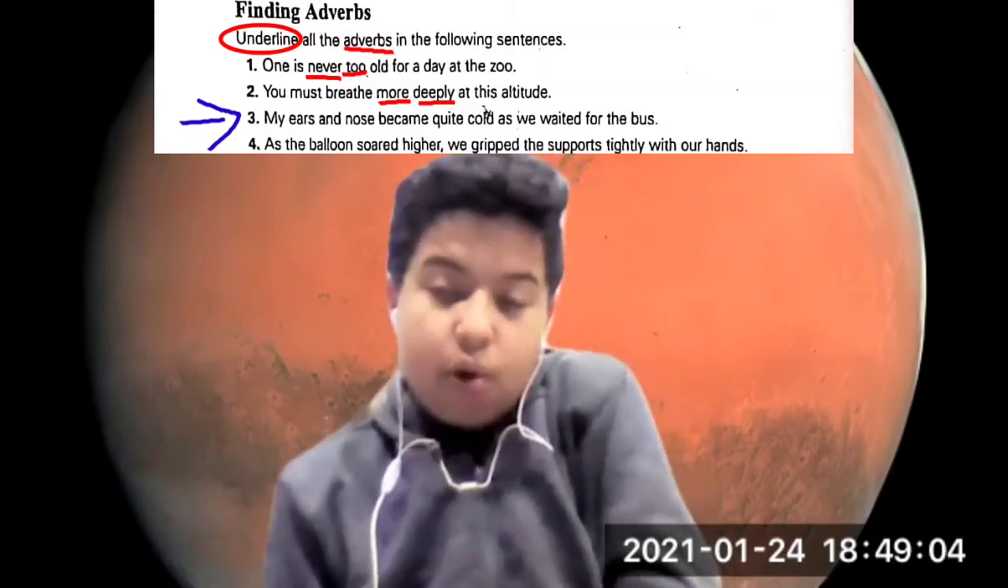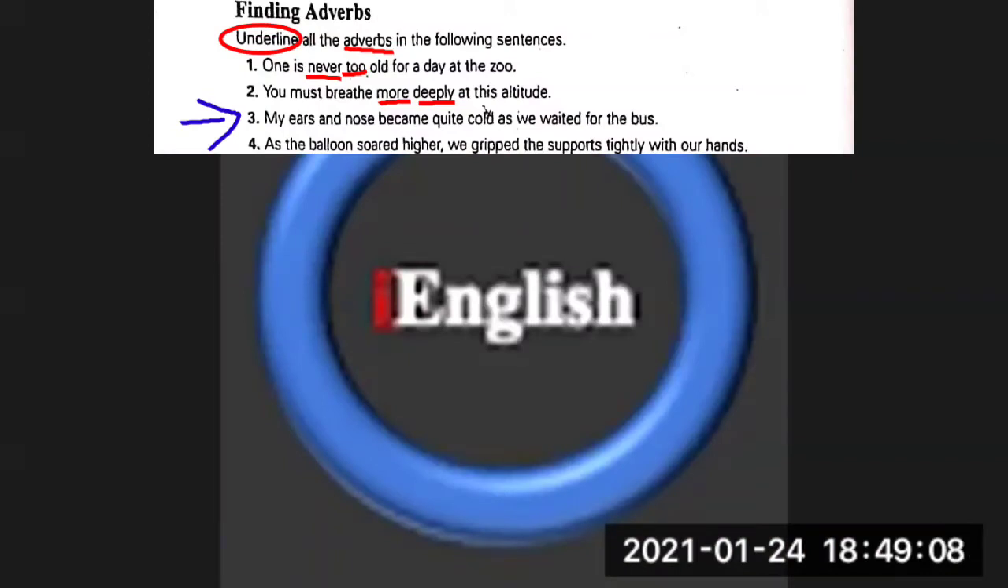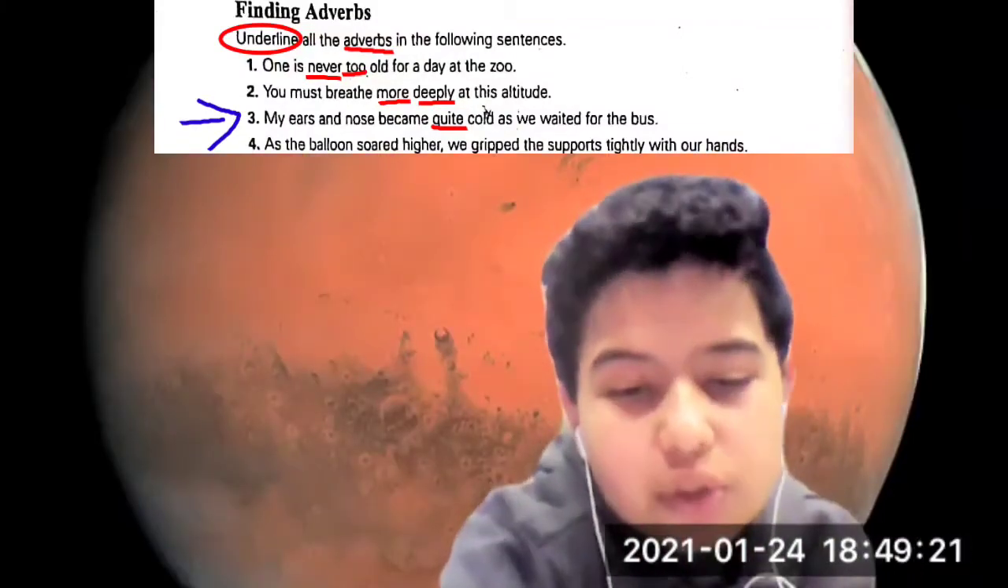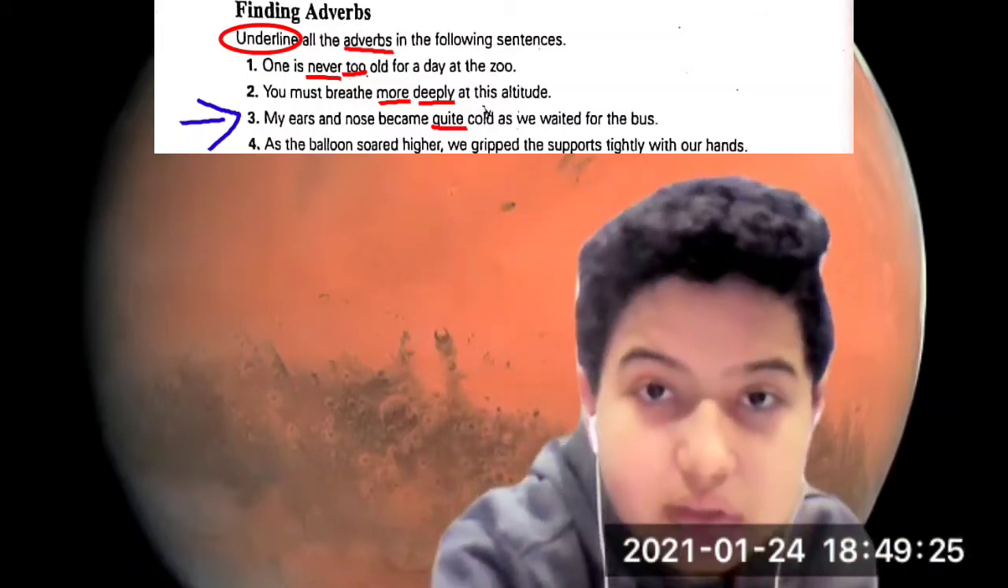What is the adverb? Quite cold. No, the adverb is just one word, which is quite. It modifies the adjective cold. Oh, it modifies. When I was doing the homework, I added the word cold too, I think.